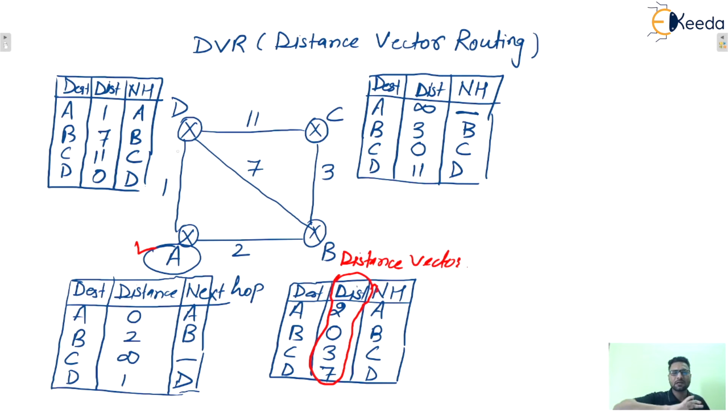Finally, a shortest path will be calculated, and whenever any packet is incoming, it will be transmitted via that shortest path. I hope this one is clear to everyone. So yes, you can write down.